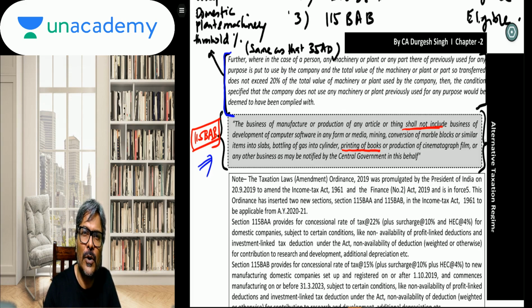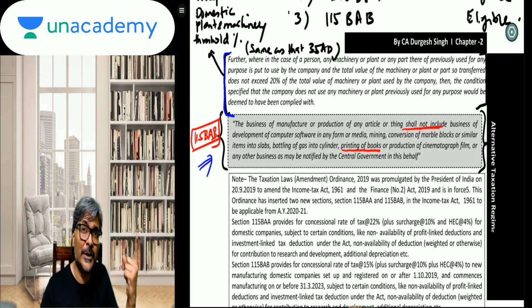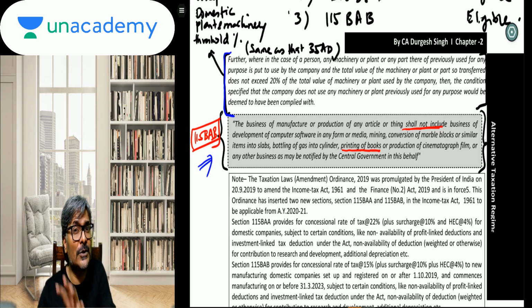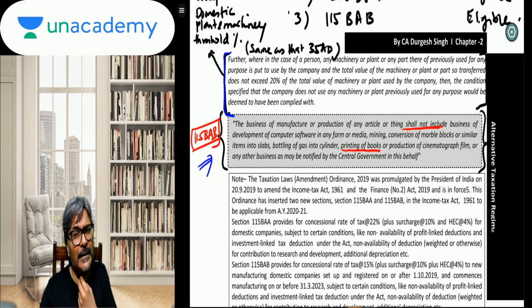So although on the new plant and machinery which Bharat Law House may have purchased, for them they will be eligible to claim the additional depreciation in the normal provision, but the same Bharat Law House Private Limited being in a printing business, this is not an eligible manufacturing business for which the alternate tax regime is available. This is not the business for which alternate tax regime is available, meaning thereby they cannot avail 115BAB.